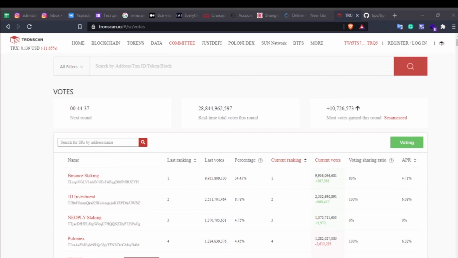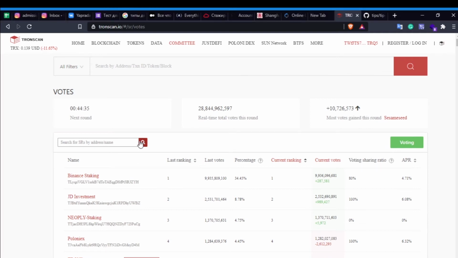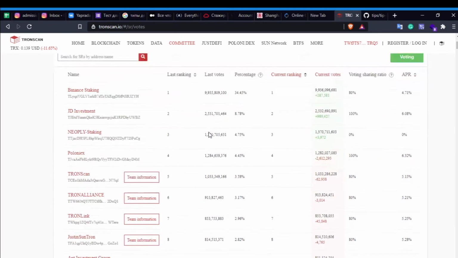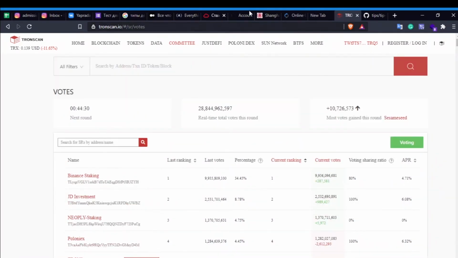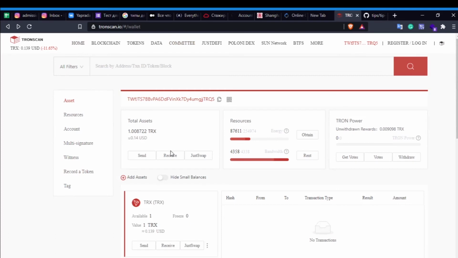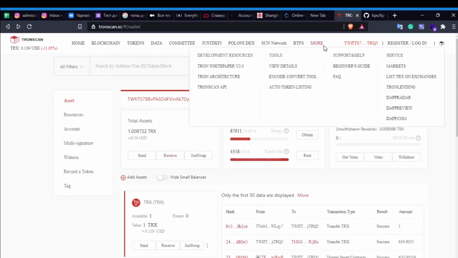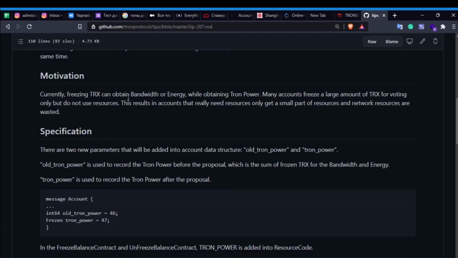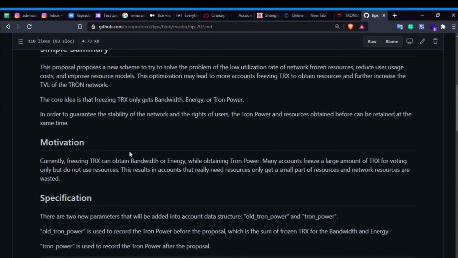So that's how this works. You get the rewards by voting here, and that's it. Well, actually, this sounds like honey, right? Like, wow, why is not everyone doing it? Well, actually, everyone is doing it, and the thing is, they're wasting resources. They don't use resources. And recently, Tron protocol is rethinking about it, so they're gonna put either Tron power or either energy or bandwidth.